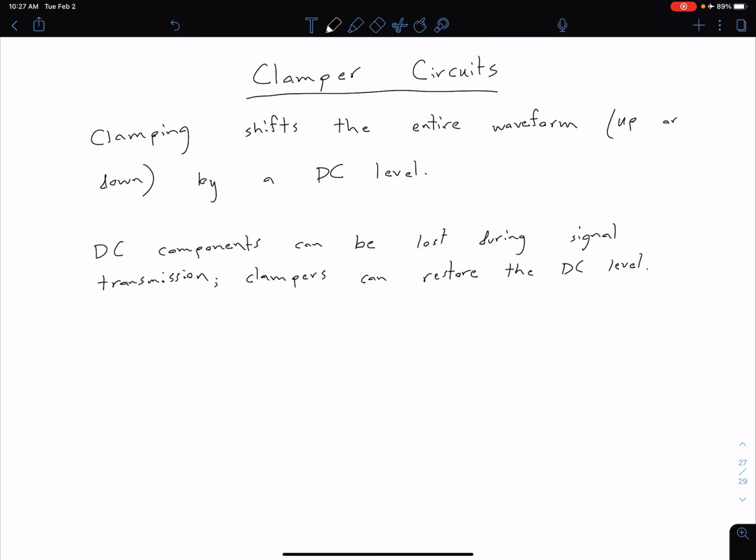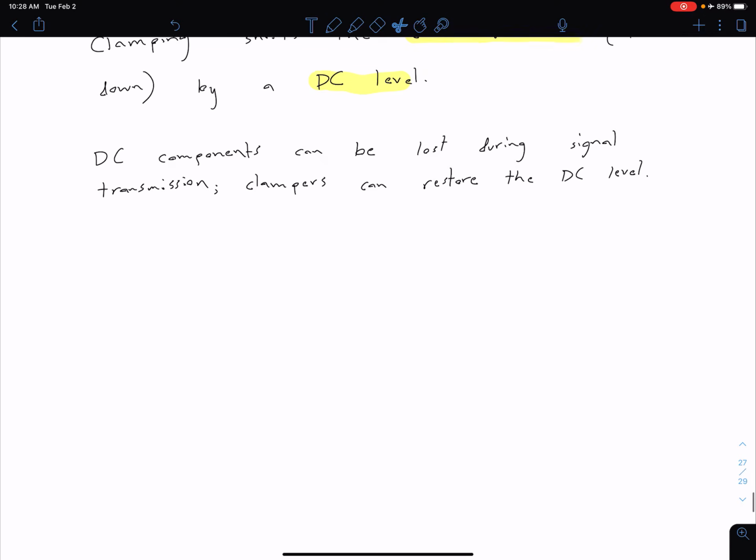The last type of diode circuit that we're going to look at is a clamper circuit. What a clamper circuit does is shift the entire waveform either up or down by some DC level. Why would this be relevant? Well, one example would be sometimes when you're transmitting signals, the DC components can be lost, so we can use clampers to restore that DC level. You'll learn about some of these signal transmission schemes in a later class where you're looking at communications. But for now, let's just consider a really basic clamper circuit.